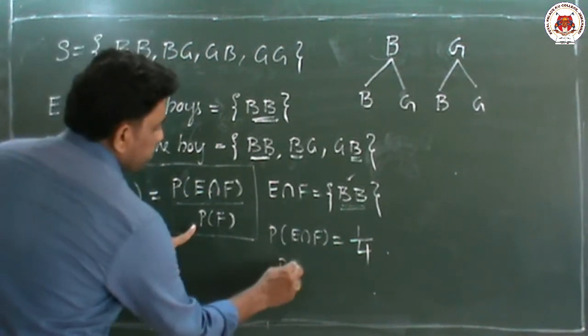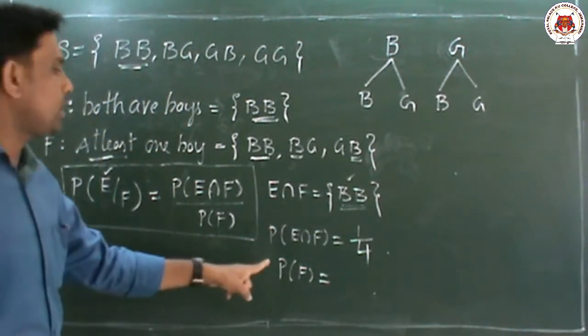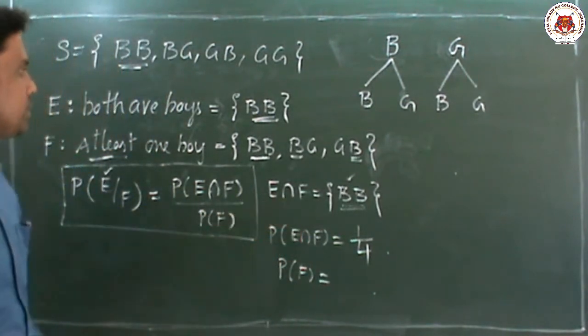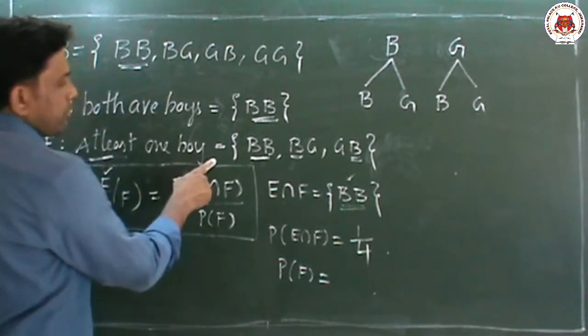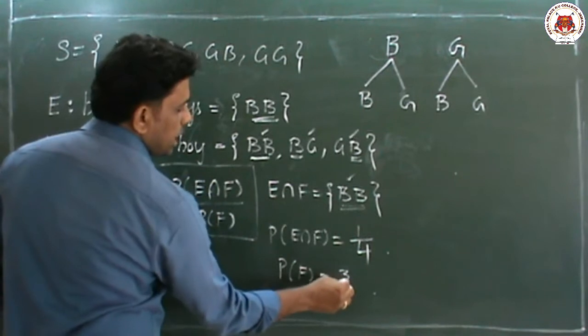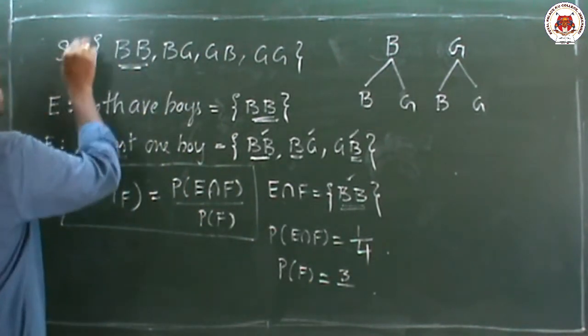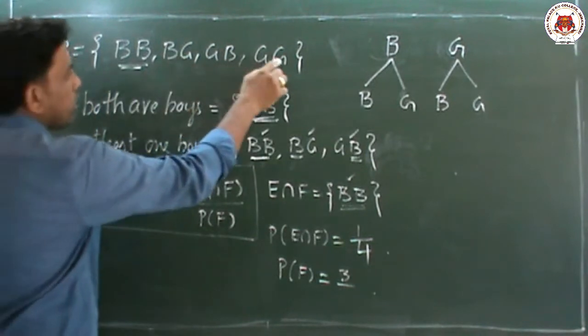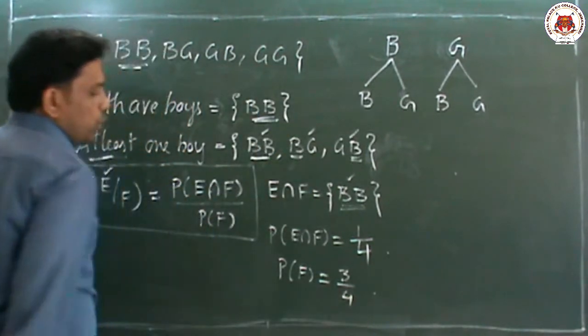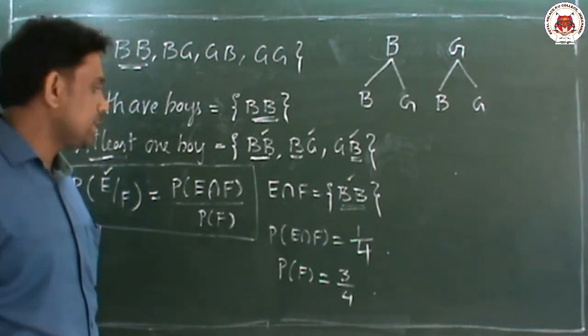Next, what do we want? P of F we want. P of F means first of all the number of elements in the F set. So this is the F. How many elements are there? 1, 2, 3. There are 3 elements. Out of the total number in S, 1, 2, 3, 4, so 4. P of E intersection F is 1 by 4, and P of F is 3 by 4.